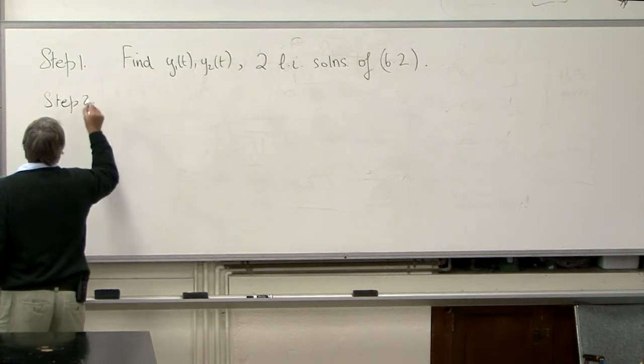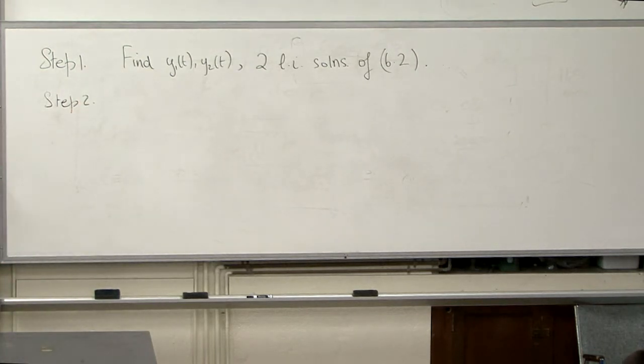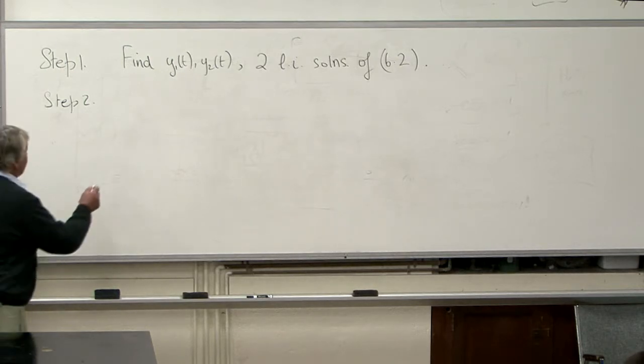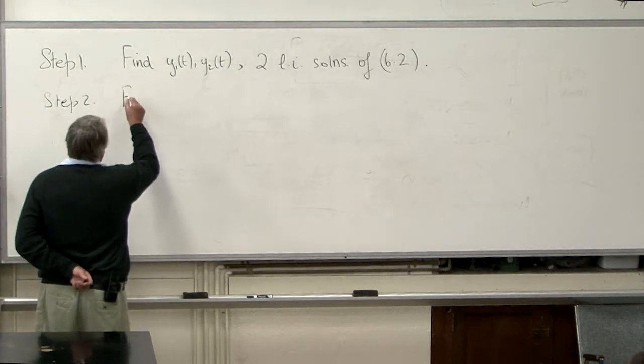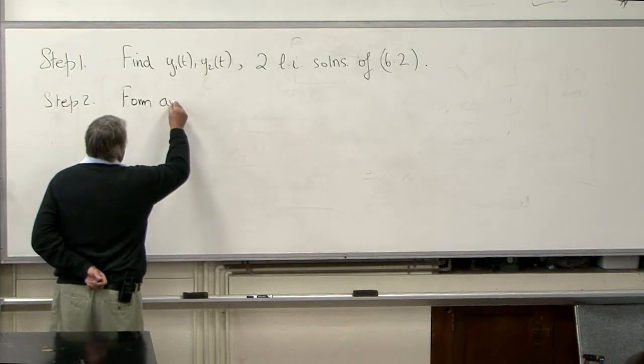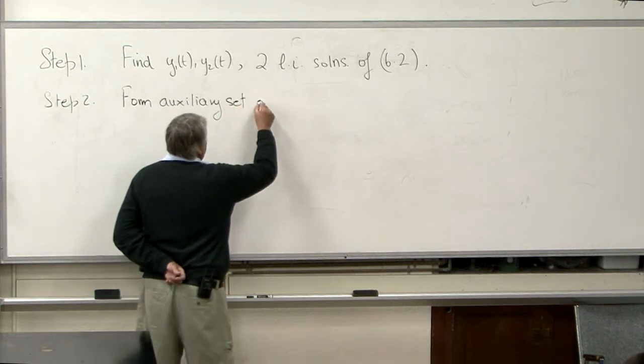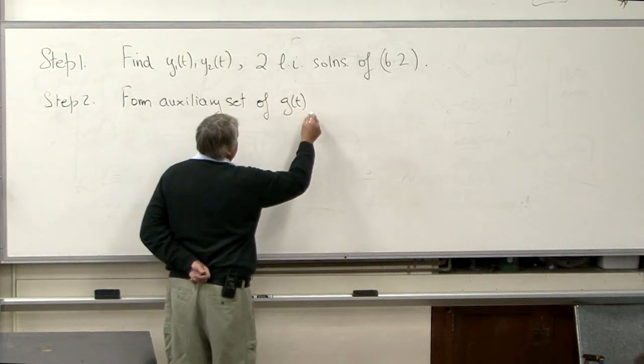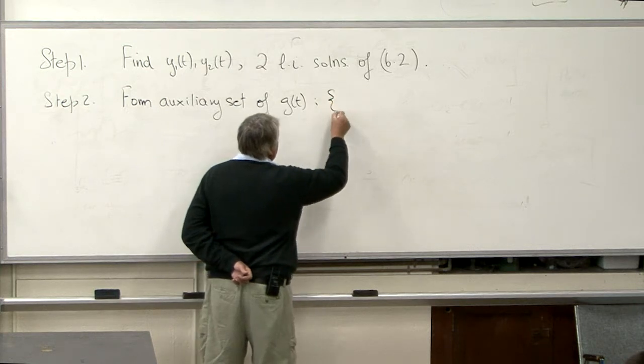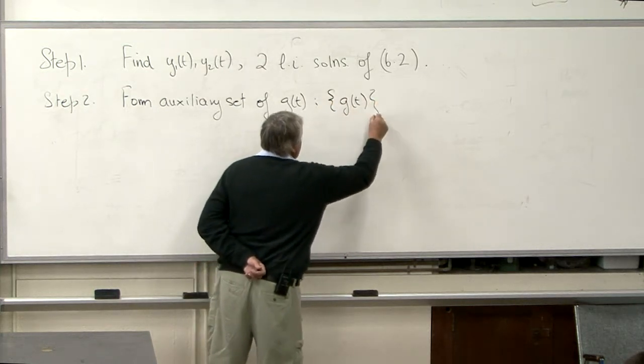Step 2. You're going to use it in two places. You're going to use it, first of all, to construct the general solution, but it's also going to interact with the further steps that I'm going to write down now. Okay, we form the auxiliary set of g of t. And we call that G of t in curly brackets.